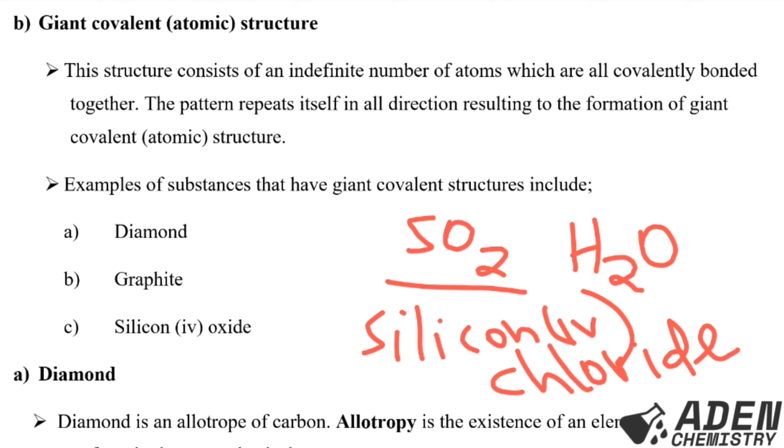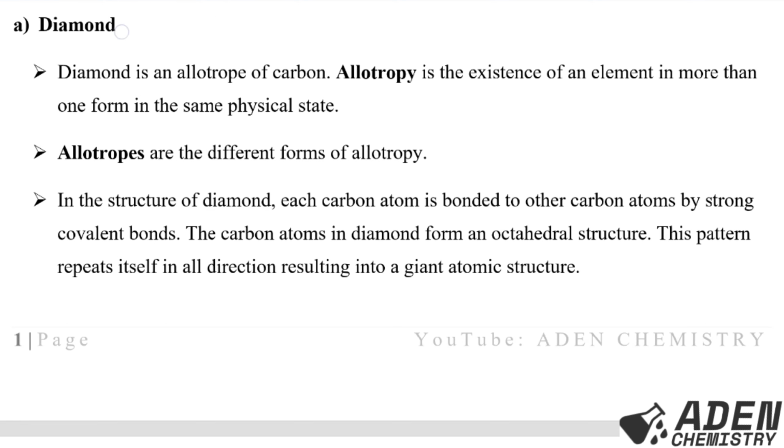We are going to see each of these examples of substances that have giant covalent structure one by one. We start with diamond. Diamond is an allotrope of carbon. So what is allotropy? Allotropy is the existence of an element in more than one form in the same physical state. Remember, there are some elements that exist in allotropic forms.